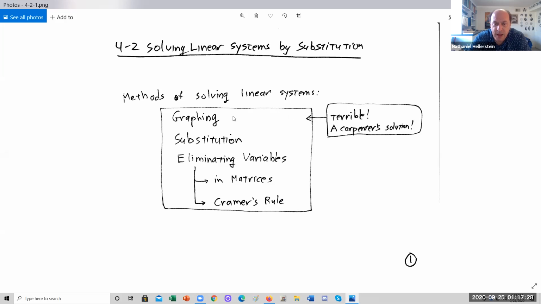Now, graphing, as I'm calling it a Carpenter's solution, because you have to graph a line on a physical piece of paper. And the accuracy of your graph is limited by the sharpness of your pencil, by the smoothness of the paper, the grain of the paper, and the grain of the wood underneath. And you're only as accurate as you can eyeball it. A Carpenter's solution, not a mathematician's solution. So this section is about solution by substitution.